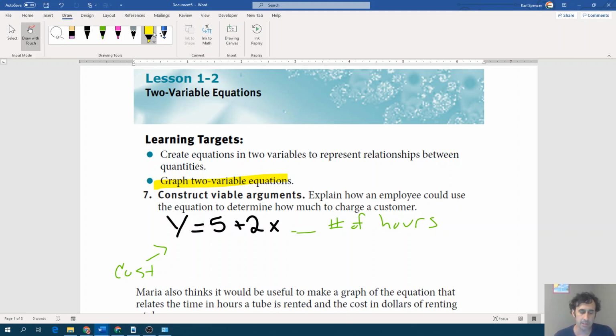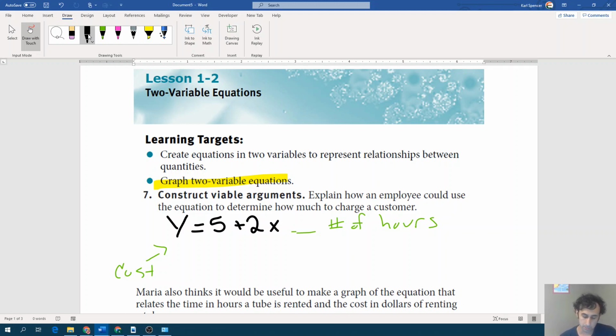So pulling from yesterday, our last video, we constructed this equation to represent the cost for renting an inner tube. So we had this equation y equals 5 plus 2x. Y was the cost of the inner tube. 5 was that fixed value. 2 was that price per hour to get this equation.